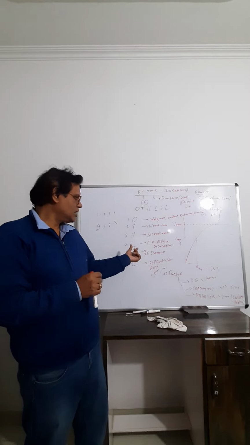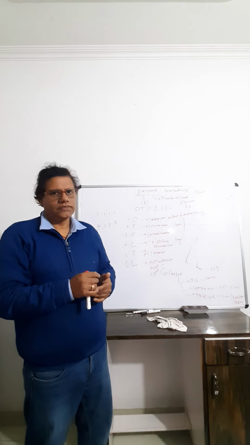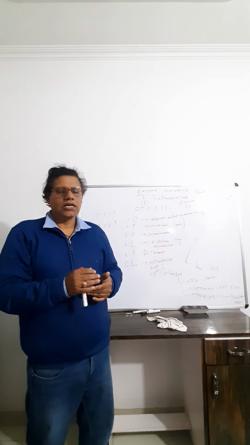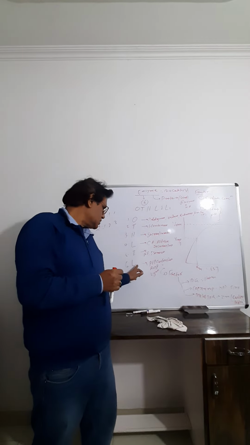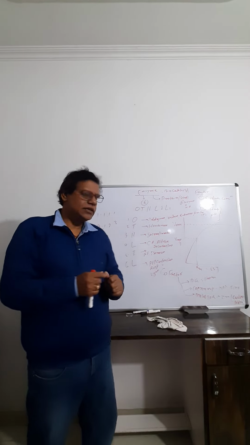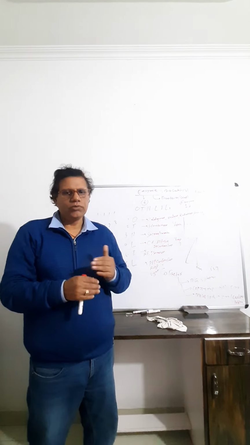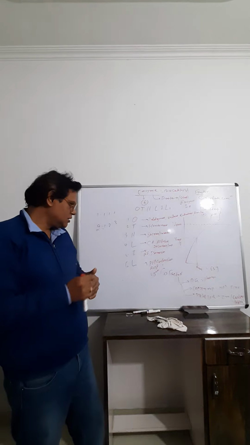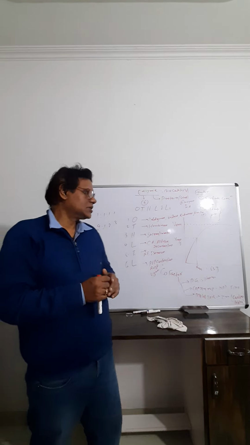isomerase means isomerization reaction, such as glucose fructose isomerase, cis trans retinyl isomerase, and that is the ligase. Ligase examples are PEP carboxylase, RuBP carboxylase, and DNA ligase. So these are the 6 classes.